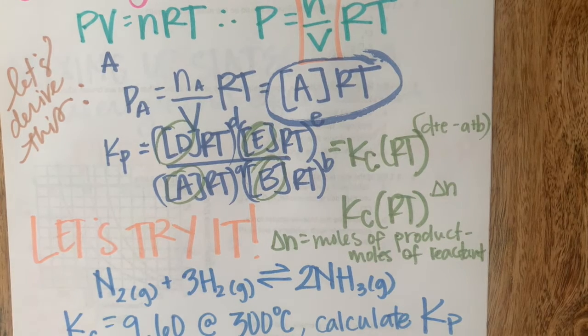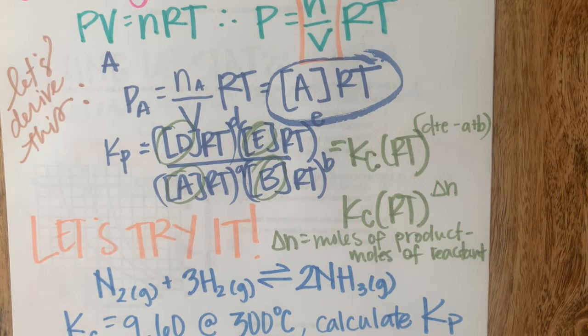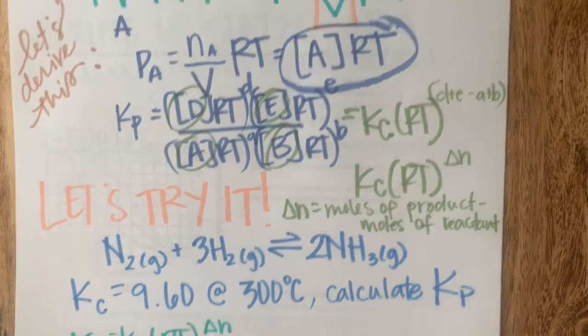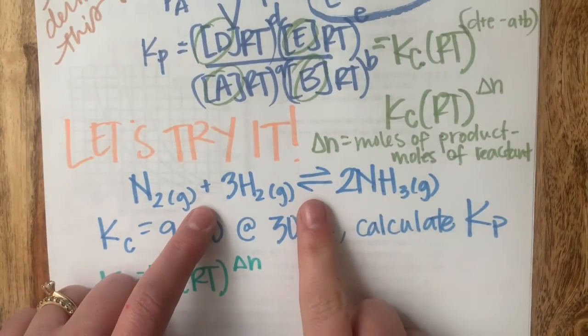Okay, so that'll be delta N. So that's how we get between the two. Holy mackerel, let's try it. Okay, so we're back to our Haber process.